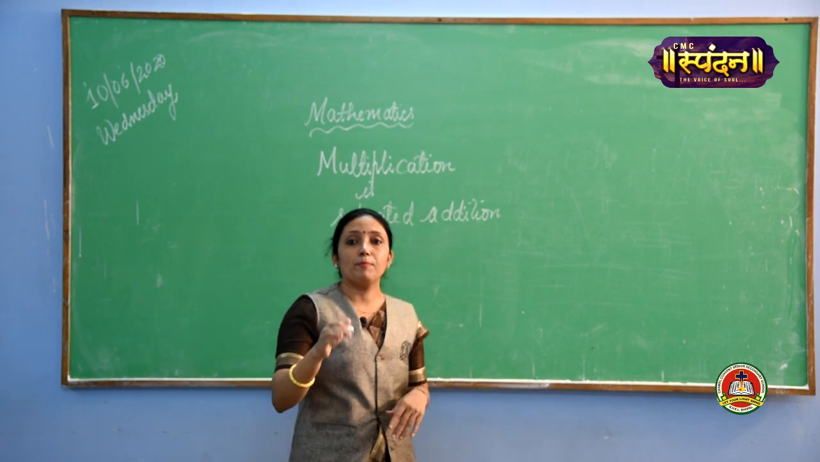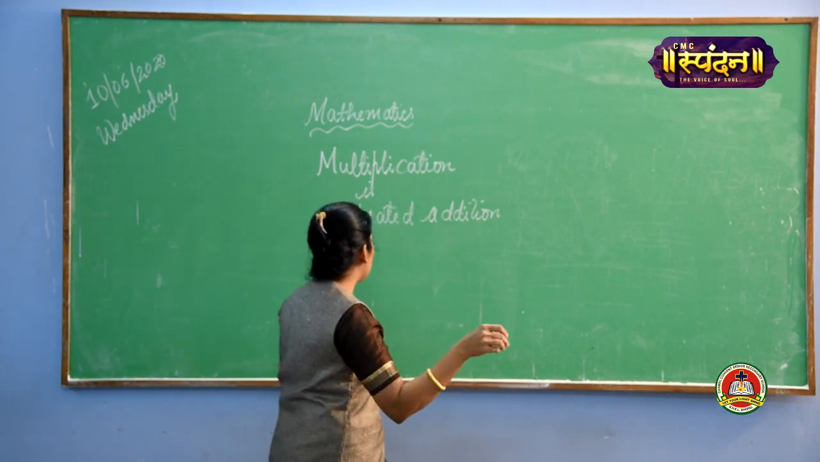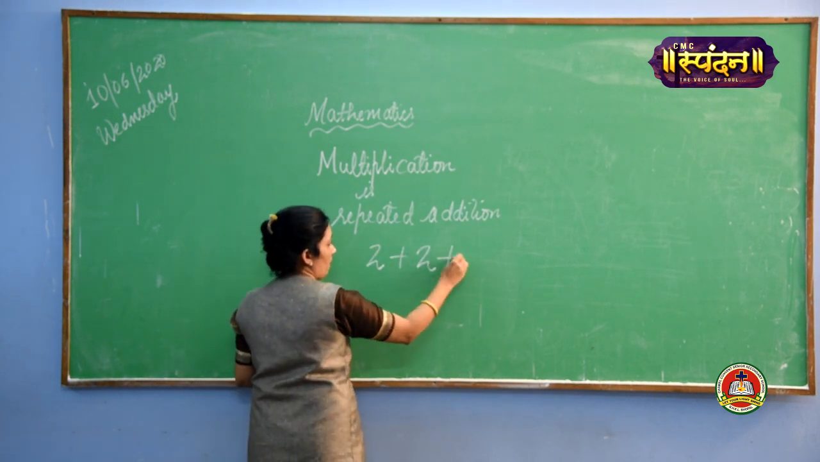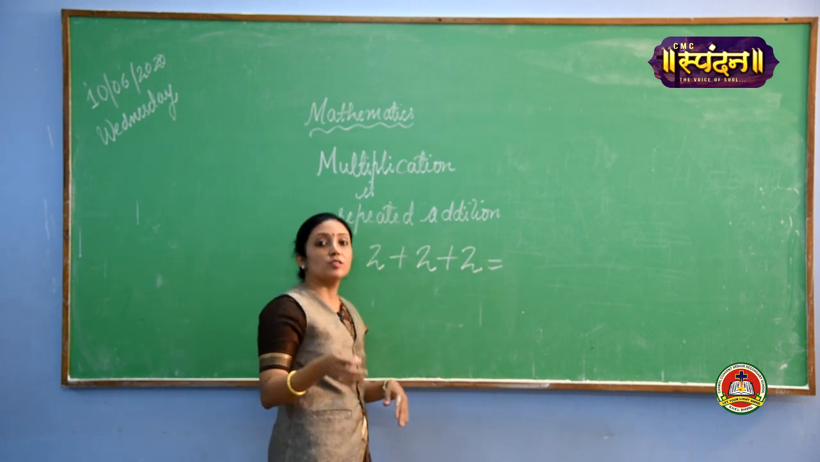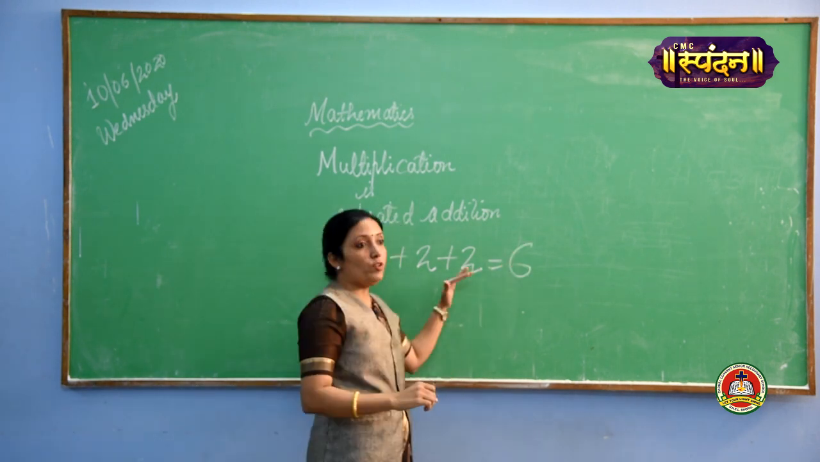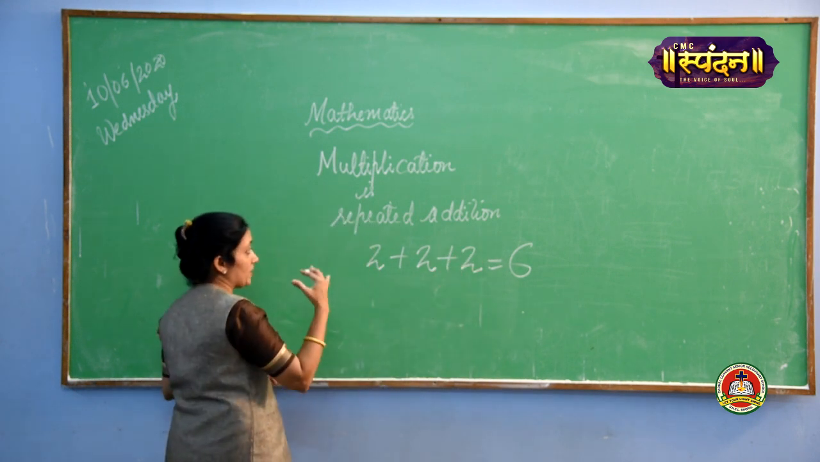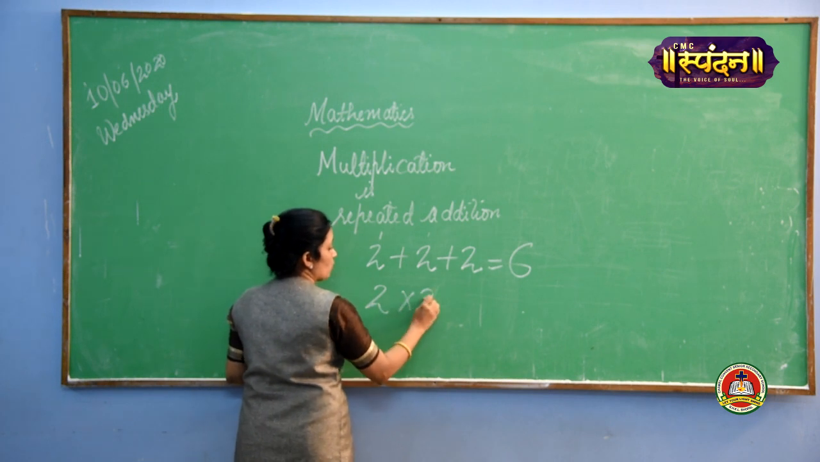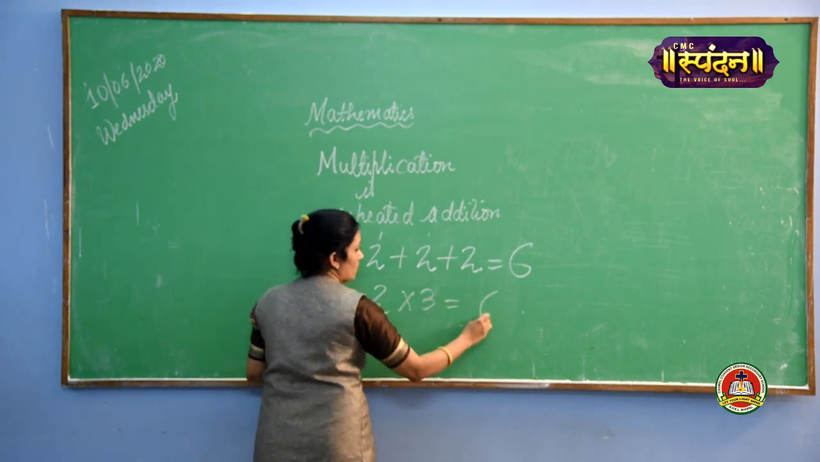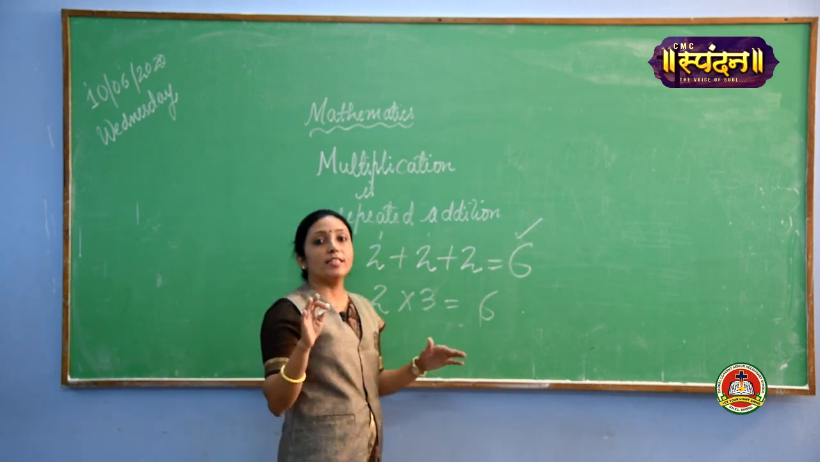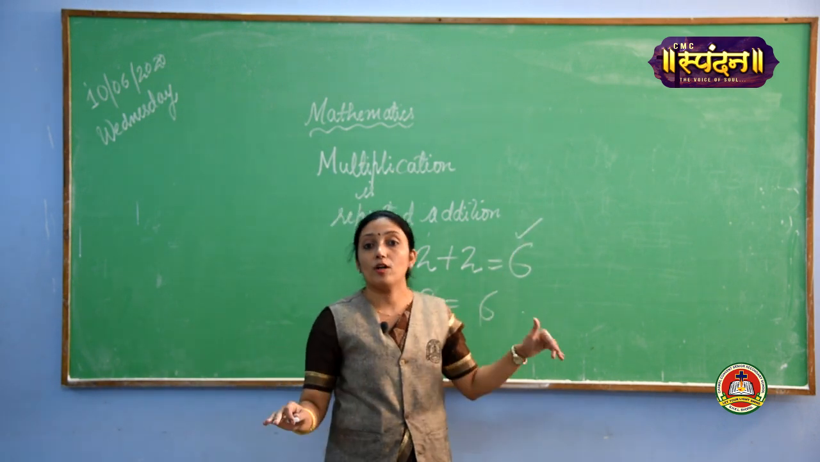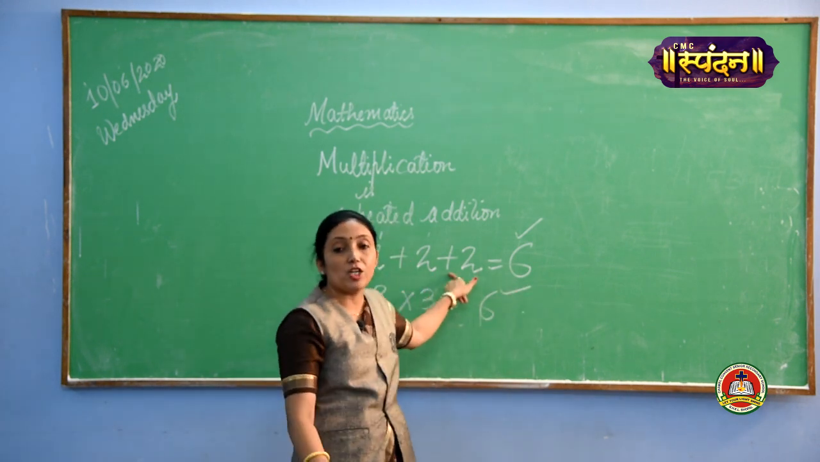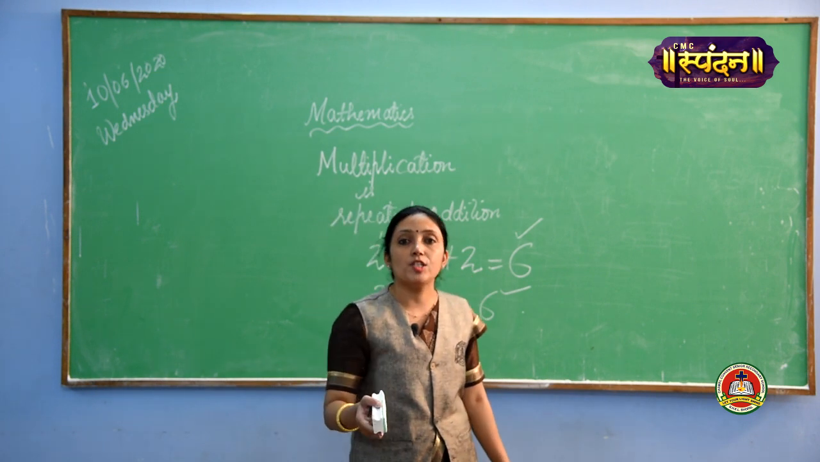See, with an example I am going to tell you how it is repeated addition. I am taking the example of 2 plus 2 plus 2, which gives you the answer 6. Now how can I show with multiplication that it is repeated addition? See, how many times? 1, 2, 3. So 2 into 3, the answer is 6. Here I have added, I got the answer 6. Here I have multiplied, I got the answer 6. So this is called repeated addition. So multiplication is repeated addition.